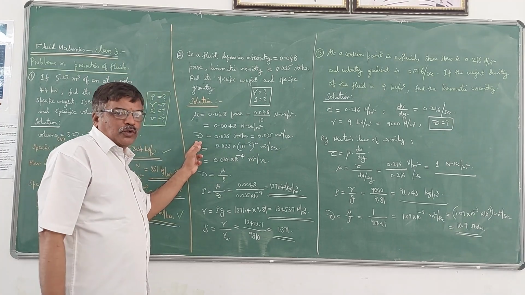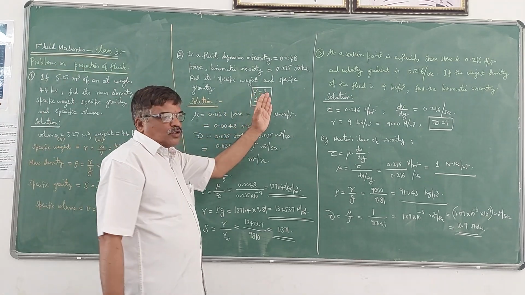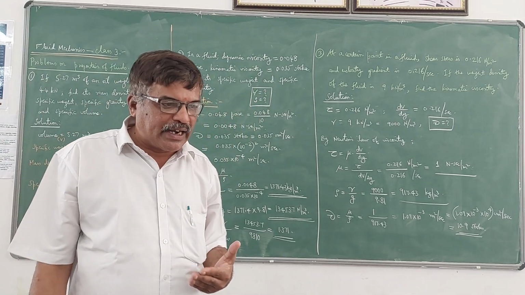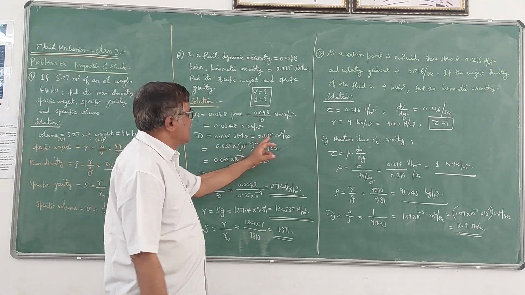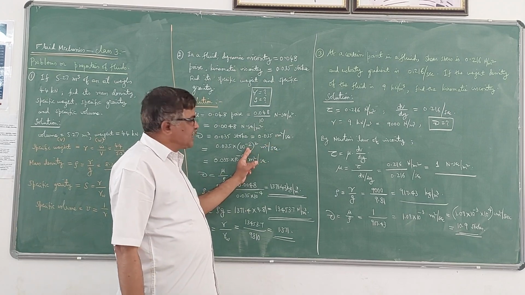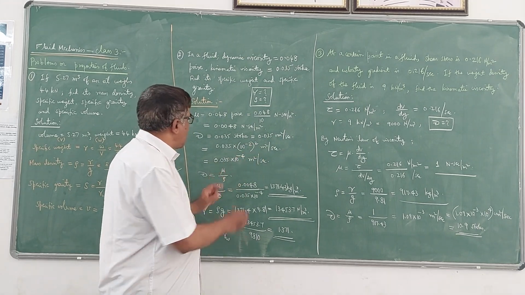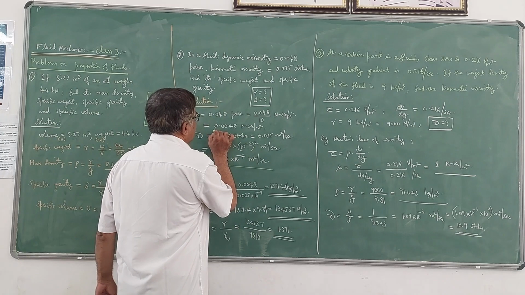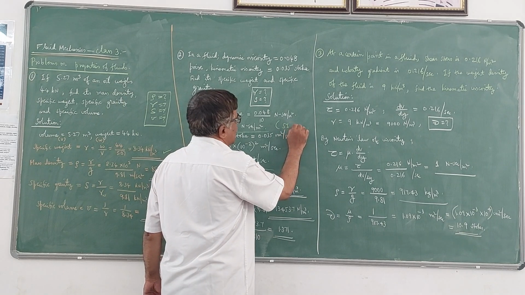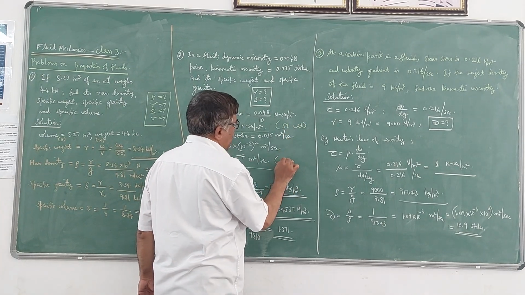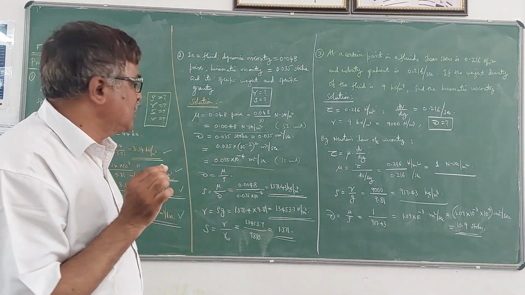Next, nu, the kinematic viscosity, is given in Stoke. 1 Stoke is centimeter square per second. That should be converted to meter square per second, which is the SI unit. 1 centimeter is 10 power minus 2 meter, square of that, that means 10 power minus 4. So this value will be in meter square per second, and this value will be in Newton second per meter square. Both are SI units. Please remember that whatever unit they give, you have to convert them into SI units. That is very, very important before substituting in the formula.